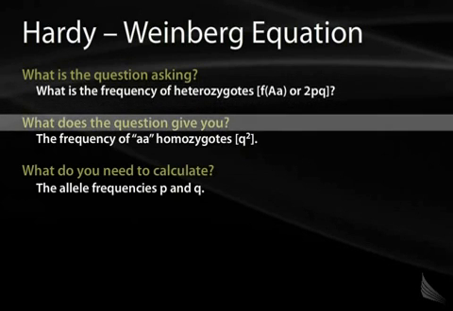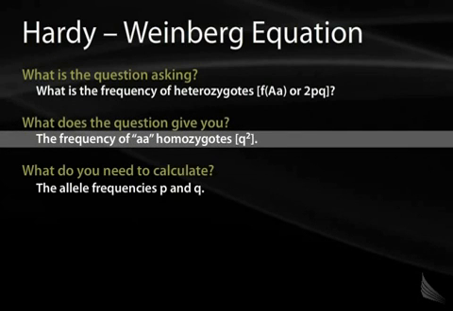Now, what does the question give you? It gives you the frequency of little a homozygotes. It says that 1% of the population has the disease, and we know it's recessive.